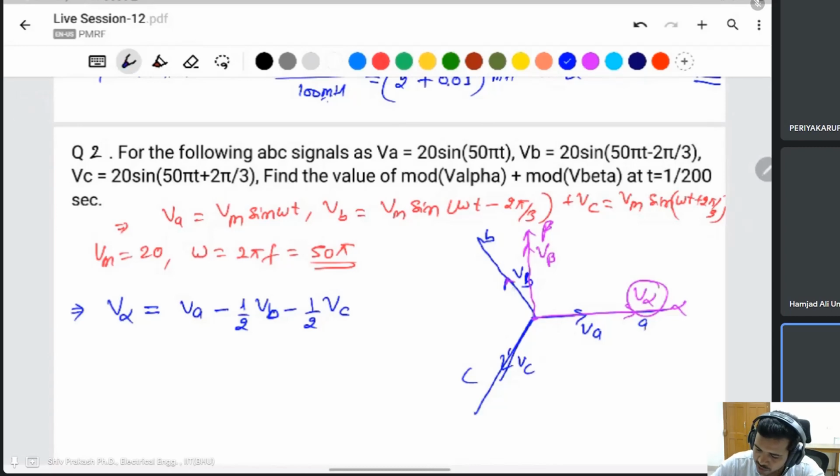VA is in the same direction as V alpha, so it contributes VA. For VB, it is VB into cos theta, where theta is the angle between them, 120 degrees. Cos 120 degrees is minus 0.5, so this is minus half of VB. Same thing for 240 degrees, cos is also minus half. That's why V alpha is VA minus half VB minus half VC.